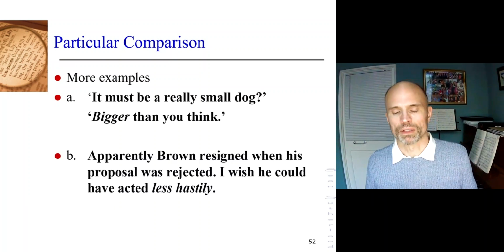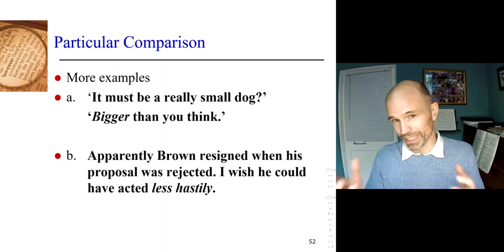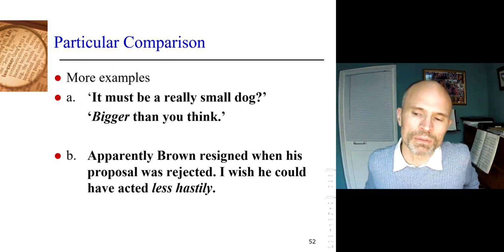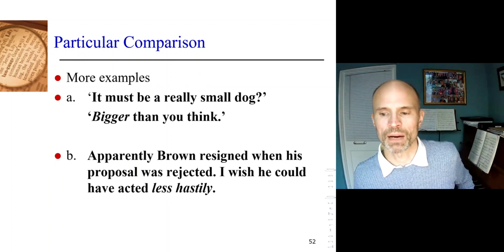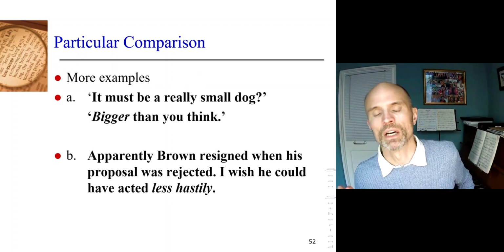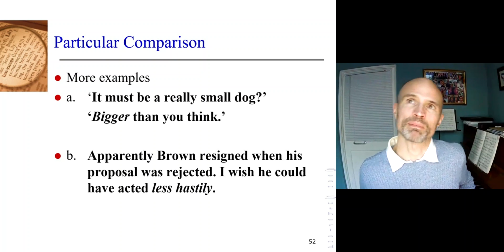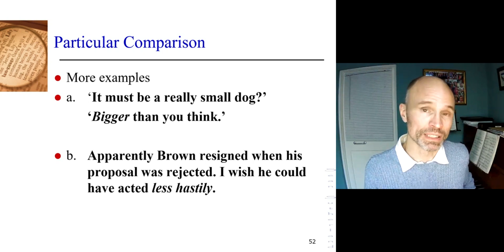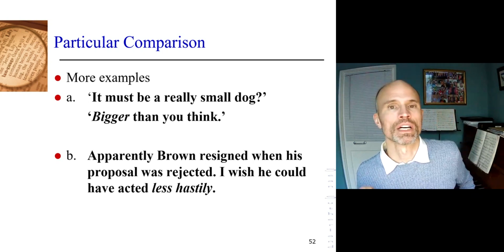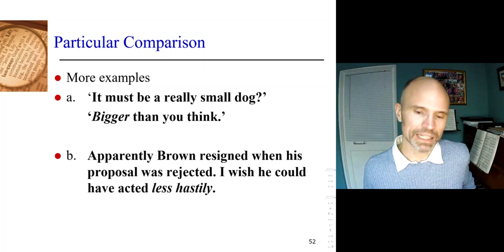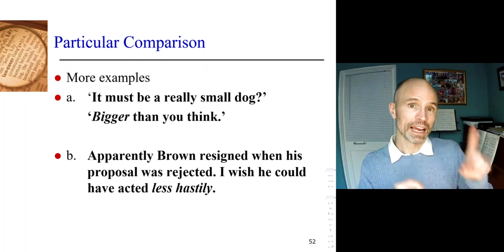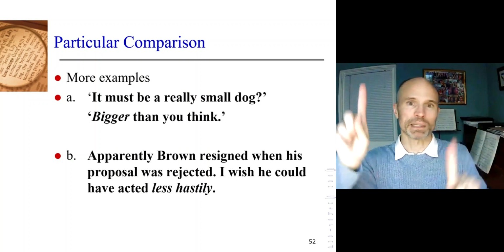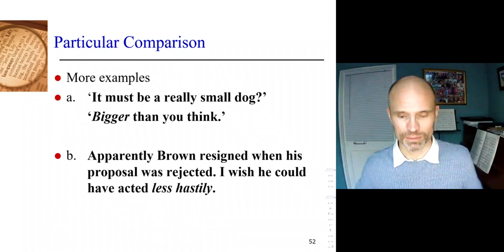Here, the same sort of thing. It's not always physical things, tree and tree, right? Apparently Brown resigned when his proposal was rejected. I wish he could have acted less hastily. Think about how that's being compared. Something that happened, how quickly he resigned, is being compared to an idea, how quickly I wish he resigned, right? A, how quickly he resigned, and B, how quickly I wish he resigned, are being compared in terms of speed, haste.